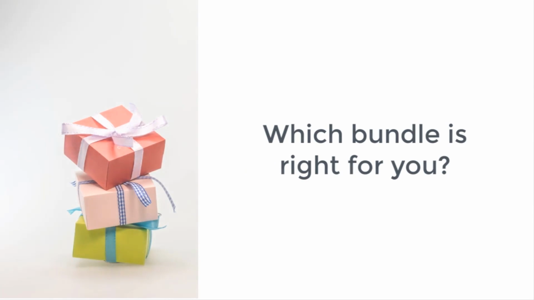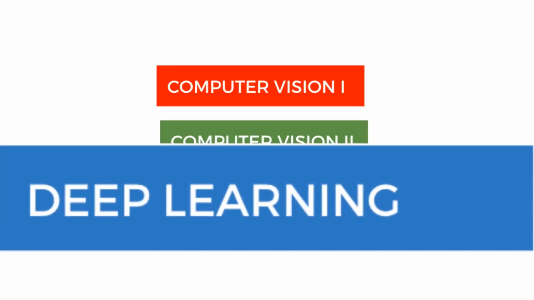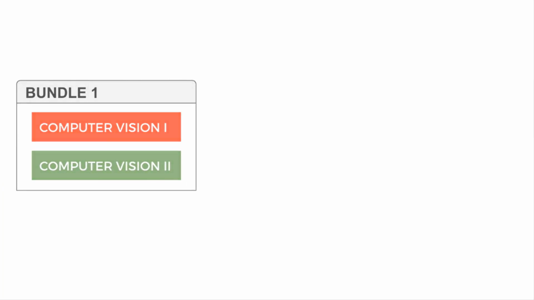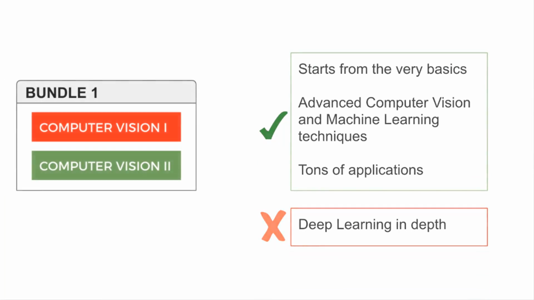Which bundle is right for you? Let me help you figure out the best option. You can buy any course by itself, but you can also buy a bundle of two or more courses and receive bigger discounts. Bundle 1 consists of Computer Vision 1 and 2. These courses cover computer vision and machine learning concepts extensively. We will cover the basics and some applications of deep learning, but we will not learn deep learning techniques in depth. It is a good option if you're not interested in training and deploying deep learning models, but want to get a practical introduction to computer vision.